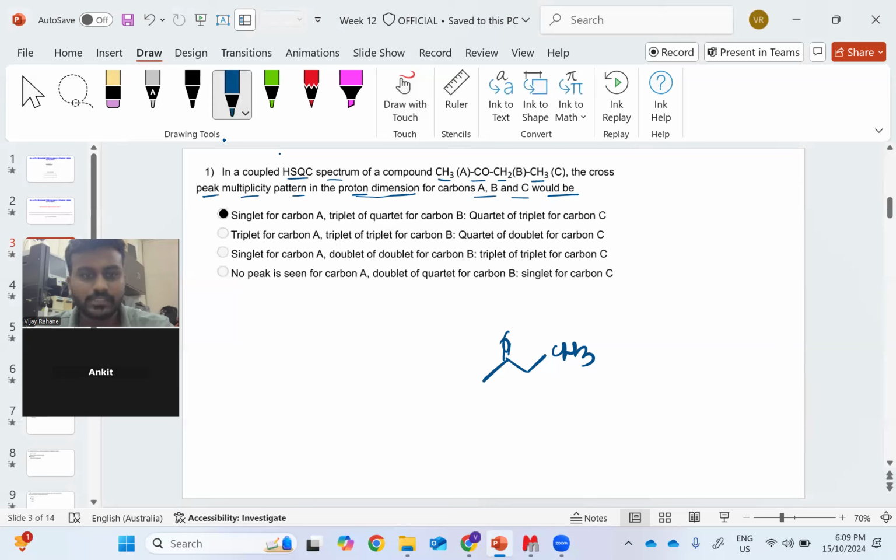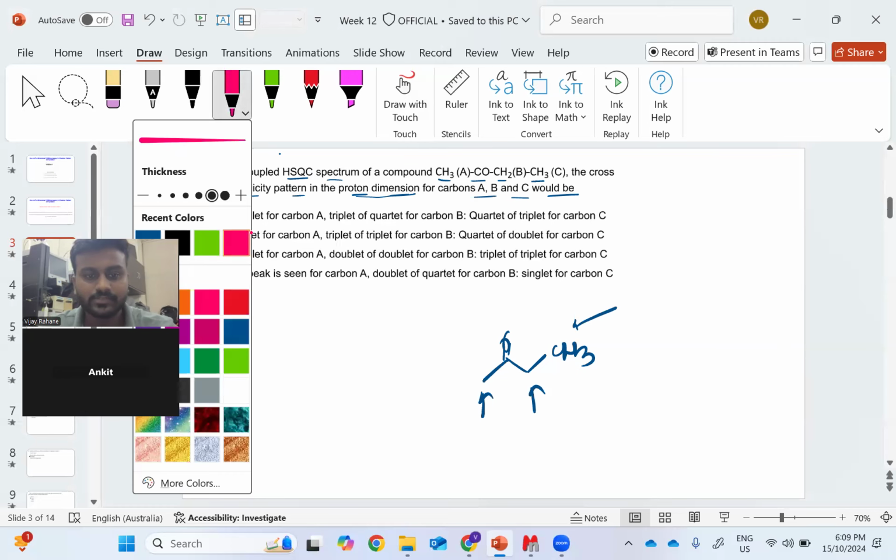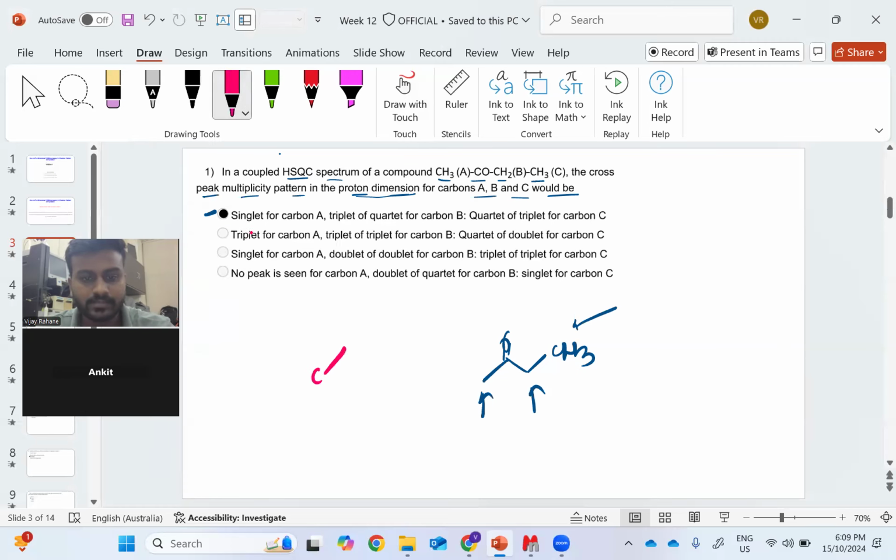So for this one, it is a singlet for carbon A, a triplet for carbon B, and a quadruplet for carbon C. So this is the option answer, the correct option here. So why is this the one? If you look at the NMR active nuclei in this compound, it has this carbon which is attached to the carbonyl carbon, right? Then there is another carbon, and these are the carbons present in the molecule.